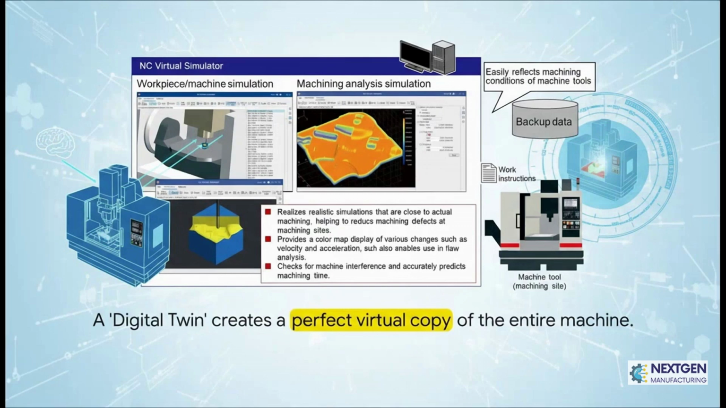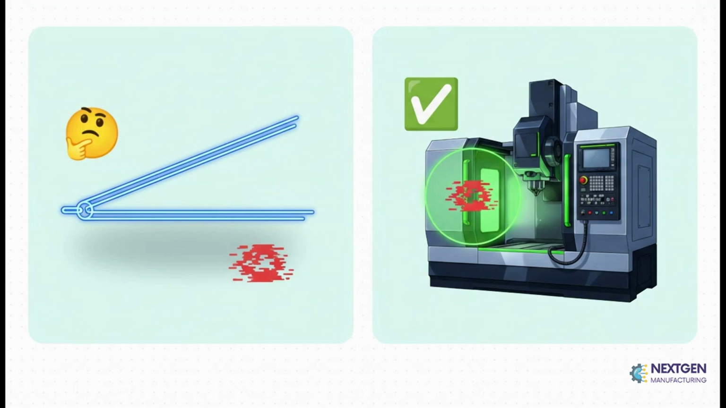Now, the easiest way to think about this is like a flight simulator, but for your CNC machine. It's a perfect virtual copy of the entire machine and the whole process. This thing simulates the final G-code, not just the pretty toolpath. It lets you test everything in a completely safe environment. You can crash and burn all you want in the digital world, and you won't put a single scratch on your real machine.